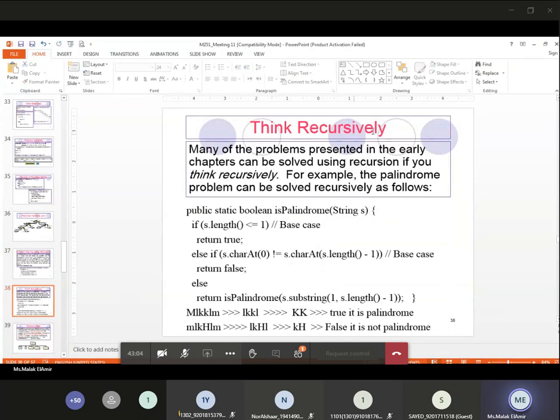Think recursively. Many of the problems presented in early chapters can be solved using recursion if you think recursively. If you start thinking about how to deal with recursion, many problems can be solved this way, which is recursively. For example, the palindrome problem can be solved recursively as follows. What is a palindrome?